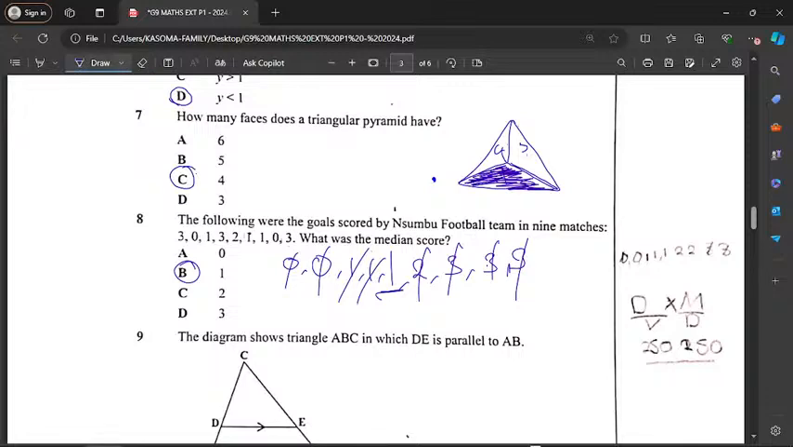Let's try to write these numbers in descending order. We start with the bigger number going downward. So we have 3, again 3, again 3, again 2, then we come to 1, 1, 1, then we have 2 zeros, so we come to 0, the 0.